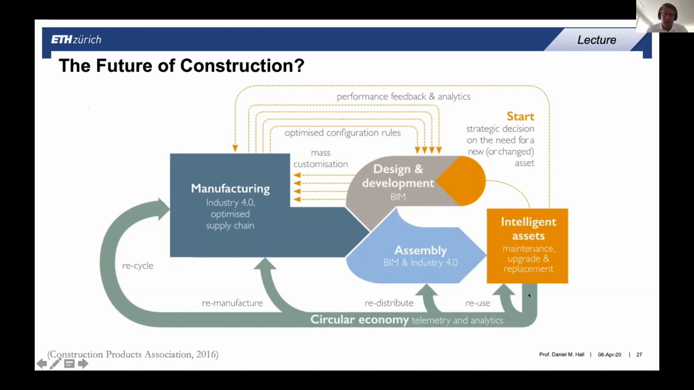And you have the opportunity for circular economy because now you can use these intelligent assets, understand where they are in the building. And when you're done with that building's life cycle, you can then go back to reuse, redistribute, remanufacture, or if necessary, recycle the building. So this is, in my mind, a very nice futuristic vision of the future of construction. And I think it all starts with this core configuration engine that we've talked about today in class.